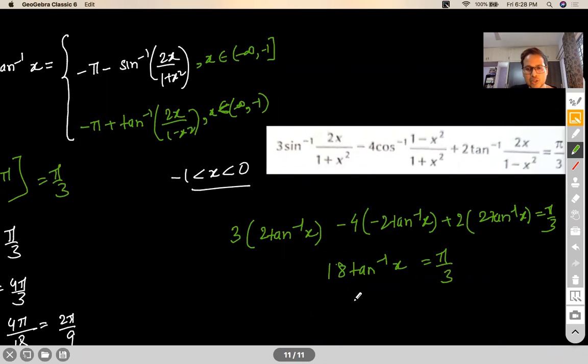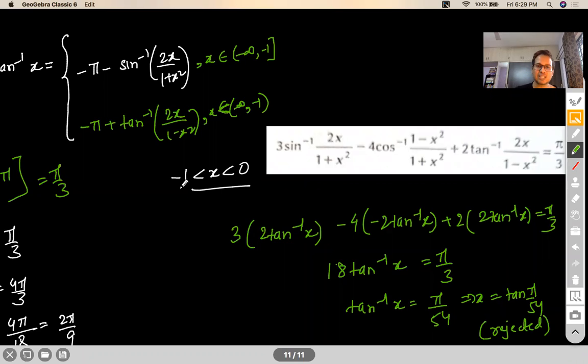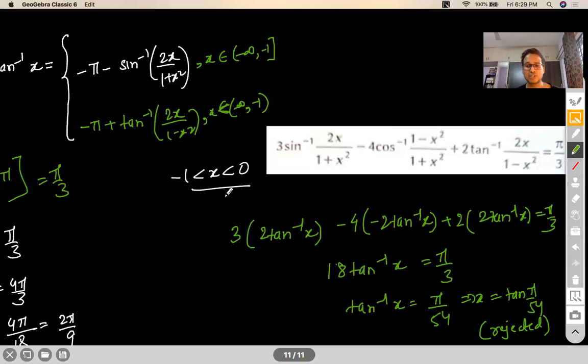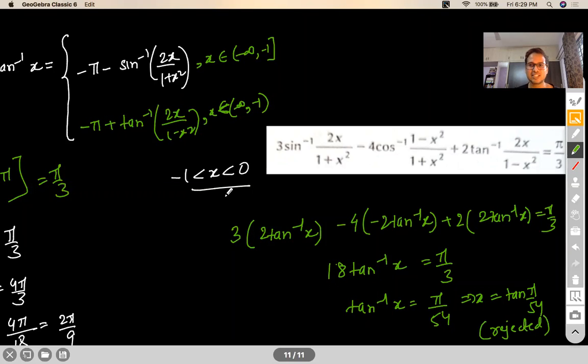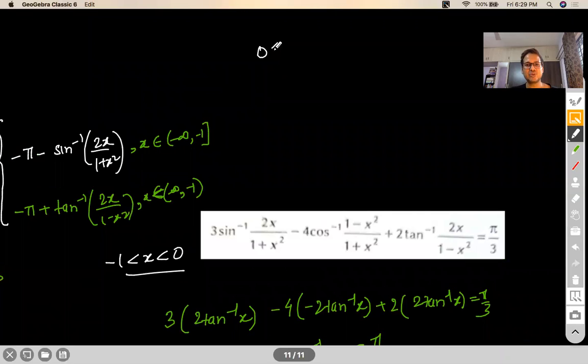Now this also is not going to meet my criteria, because when I solve this, I'm going to get tan x as tan of pi by 54. Now pi by 54 happens to be in the first quadrant. So this has to be a positive answer, which is not, so this also is rejected, because it is not complying with my parent condition. My parent condition is only valid for between -1 to 0. So I should be getting at least a negative answer. Got it?